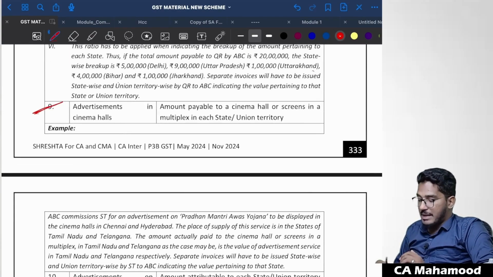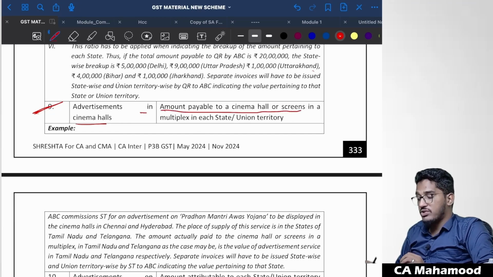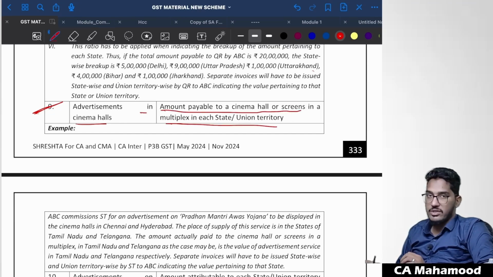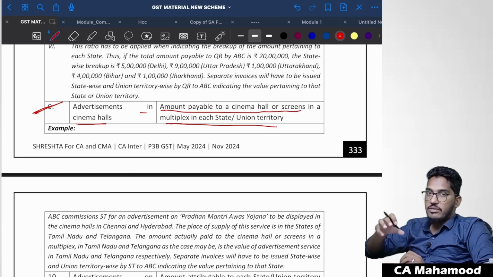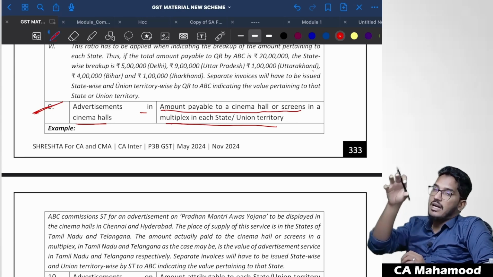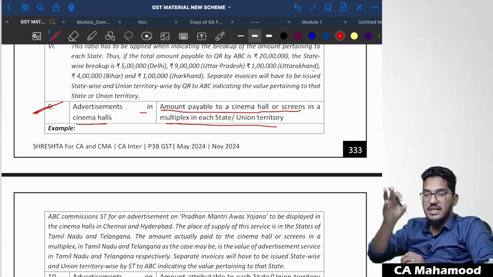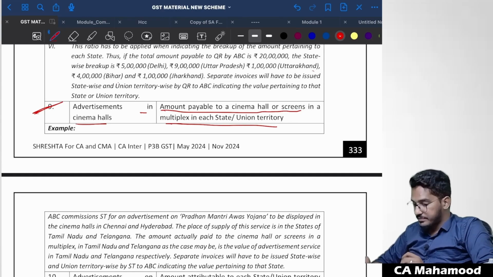Sir, what if advertisement is happening in cinema halls, sir? In that case, you have to divide it on the basis of amount payable to cinema hall, all screens in each state, total amount. In case the advertisement is getting run on a cinema hall, in one state, you have to determine how many cinema halls are there. For all the cinema halls, how much amount is paid, and for that much amount, the place of supply will be that respective state.